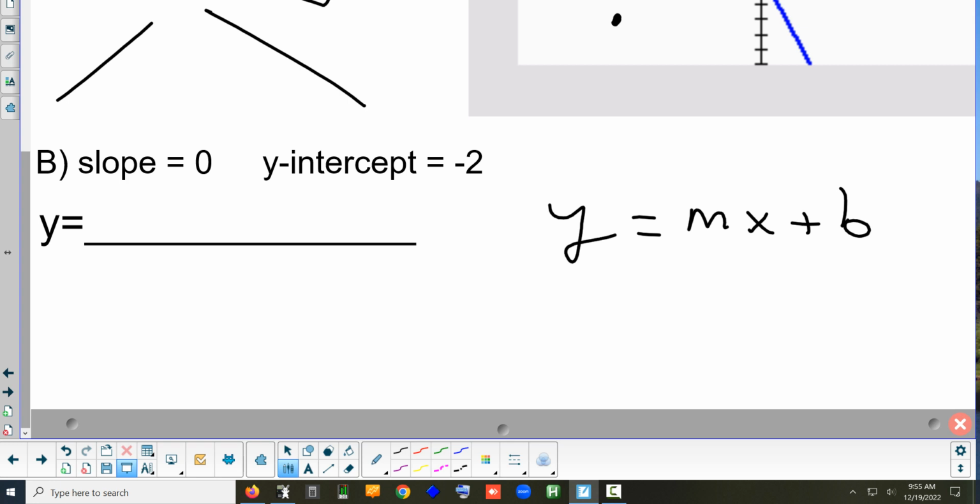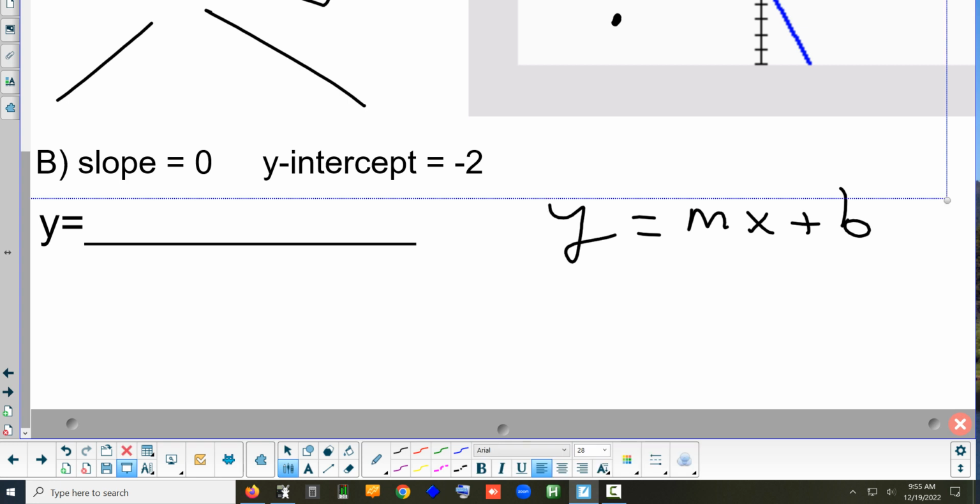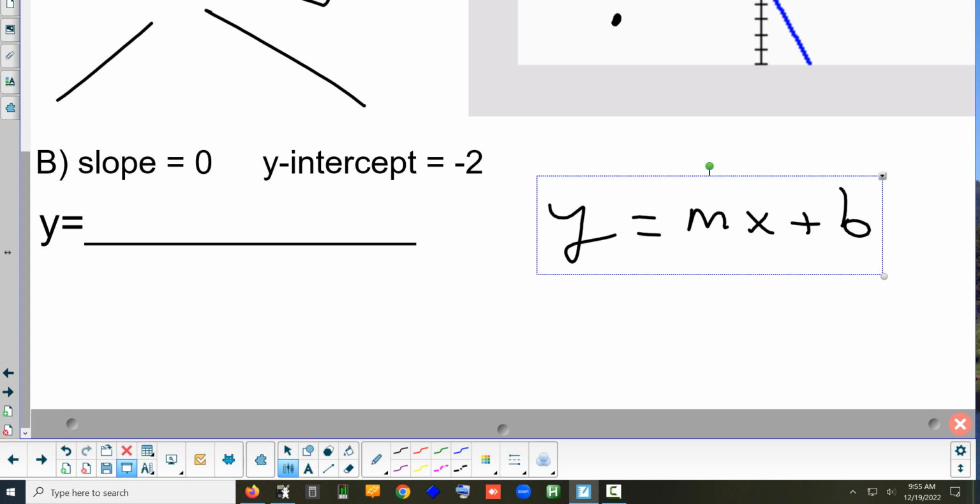And Micah, what number am I filling in for m? 0. So we're going to start by filling in 0 for m. So we have y equals 0x. And what are we filling in for b? Finn? -2. So there's our first step. Now, if you got this far, that's good. But we can simplify that a little bit.